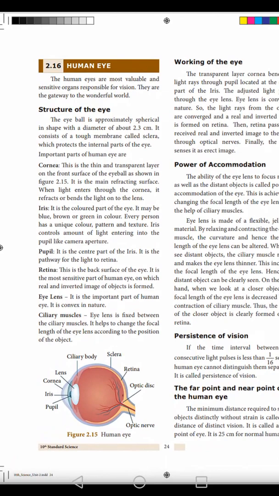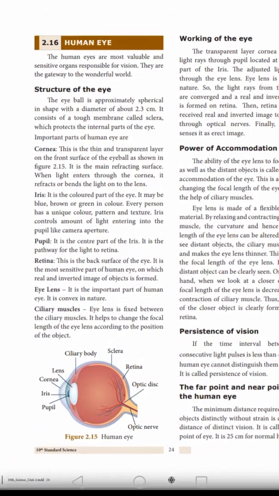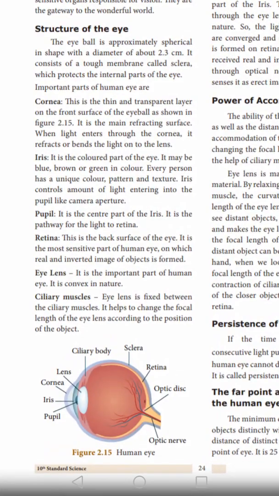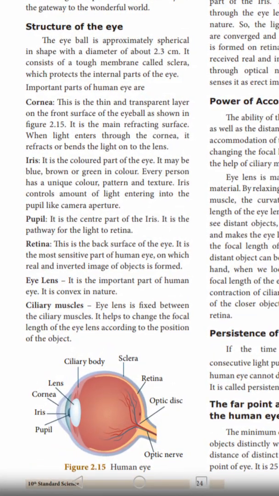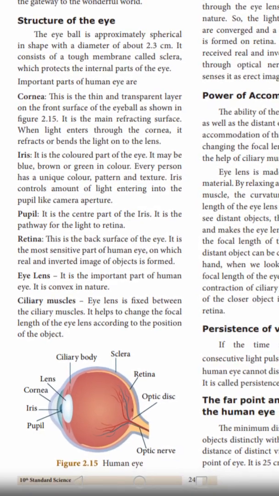There are some important parts of the human eye. The first one is the cornea, second is the iris, third is the pupil, then the retina, eyelids, and ciliary muscles. These are the important parts of the human eye. First one is the cornea.